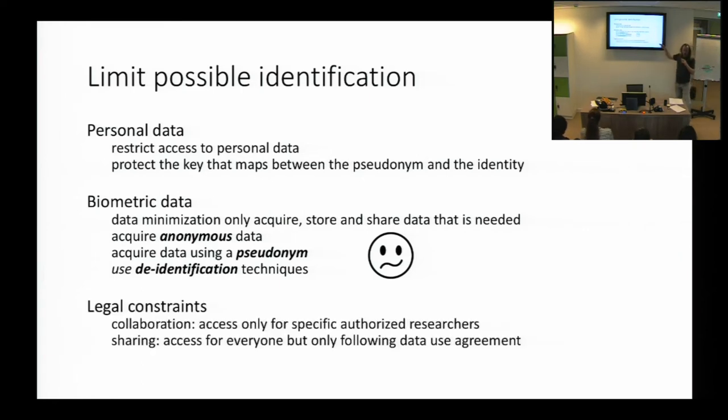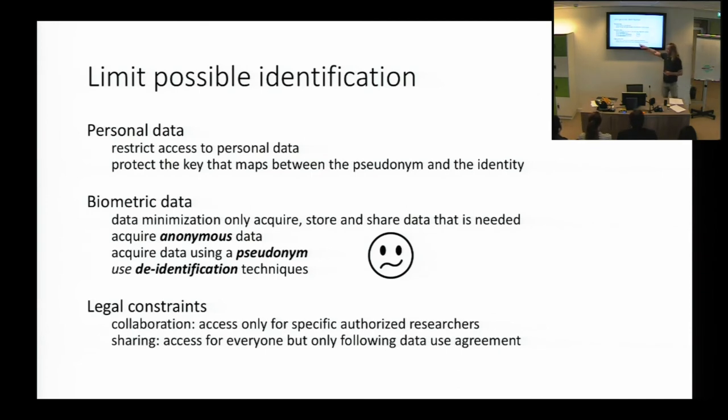But a third thing to consider is that there are also legal constraints. So not everything is done technically, or at least what I would consider technically; some things are actually done in collaboration with the legal department of the university. So in a collaboration, we only give access to specific authorized researchers. And if we share data with everyone, we will only share the data with researchers that identify themselves and agree to a data use agreement. A data use agreement is like a legal contract between me, who is responsible for the data of my subjects, and an external person who wants to use that data.